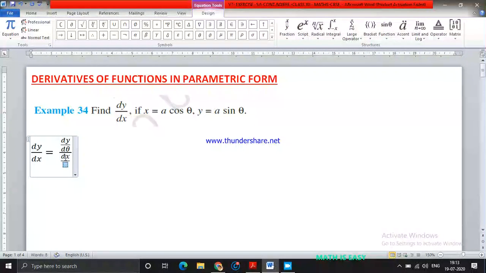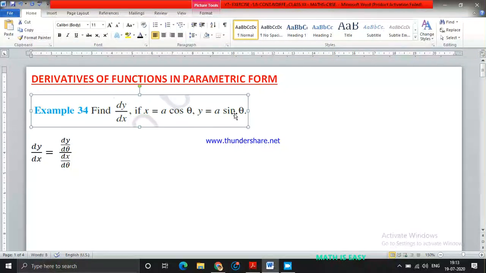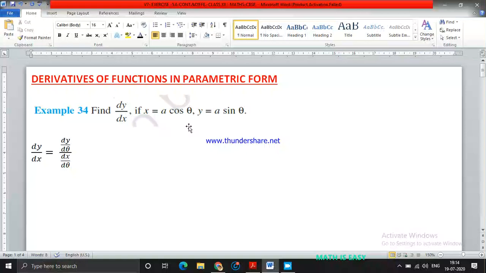Why am I writing dy upon d theta and dx upon d theta? It's because x is in terms of theta and y is also in terms of theta. So first I differentiate x with respect to theta and y also with respect to theta. Then I divide dy by d theta upon dx by d theta. That will give me the value of dy by dx.